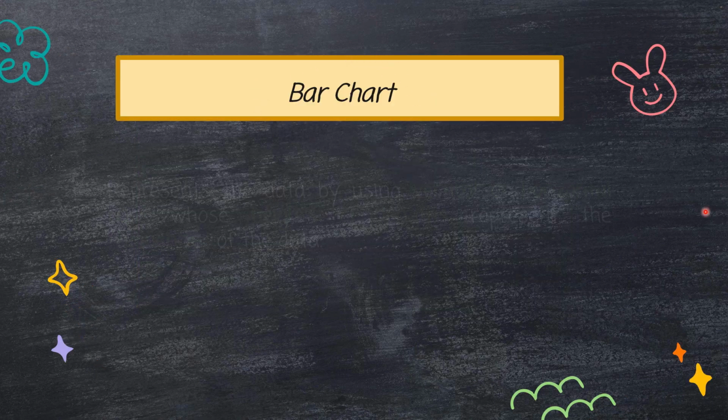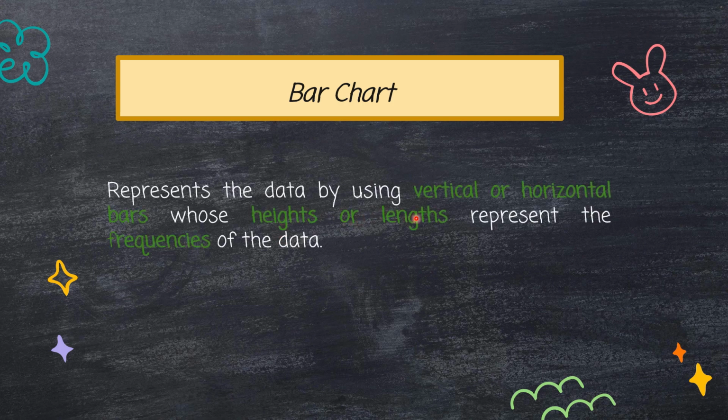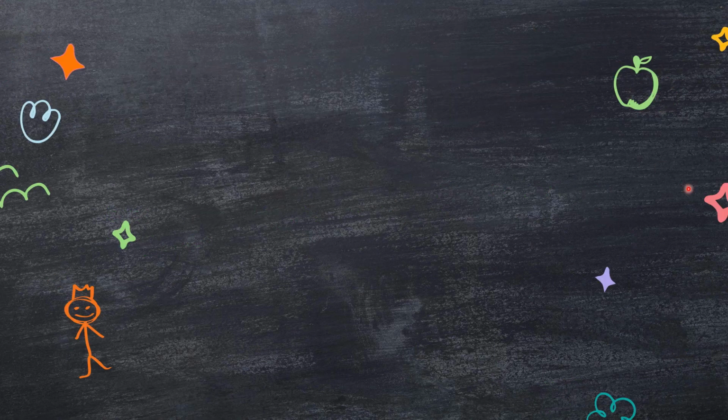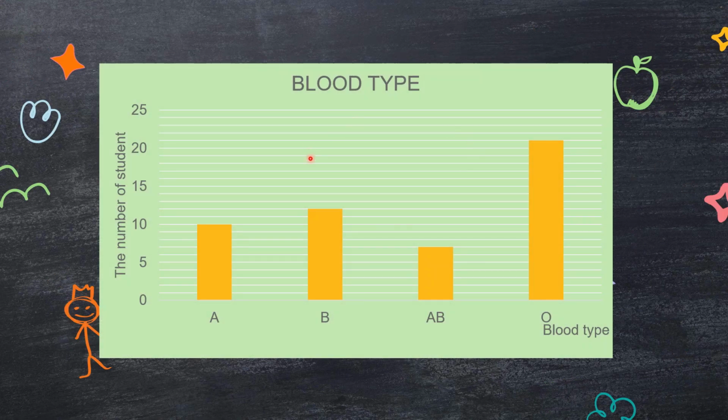Bar chart. It represents the data by using vertical or horizontal bars whose height or length represent the frequencies of the data. This is the bar chart of the blood type. The horizontal axis represents the blood category and the vertical axis is the number of KMP students of each blood category. Example, there are 10 students who have blood type A.